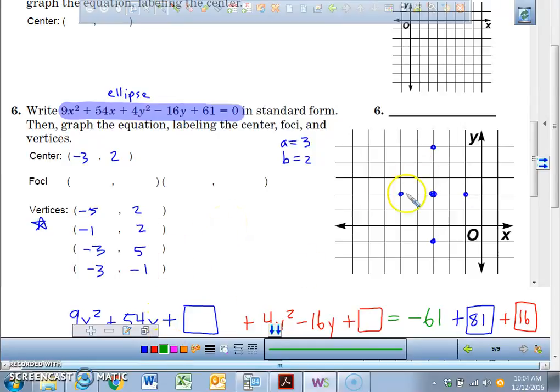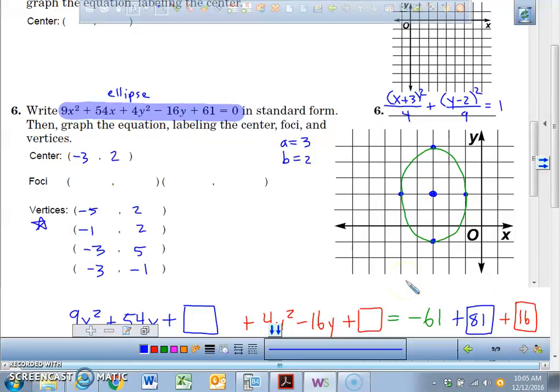Once you've labeled them, then at this point, everybody, just do the best you can to draw a nice ellipse. It doesn't have to be perfect, but it should go through the vertices. So do your best to make sure it goes through the vertices. I'll write down the equation up here so you can see it again. This is x plus 3 squared over 4 plus y minus 2 squared over 9 equals 1.